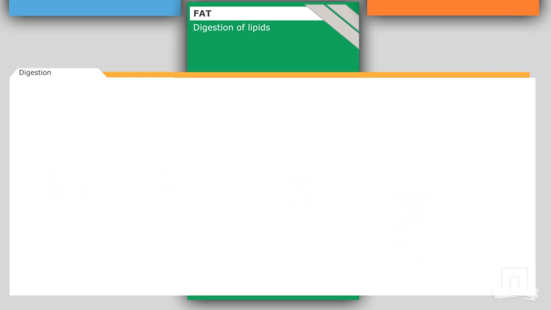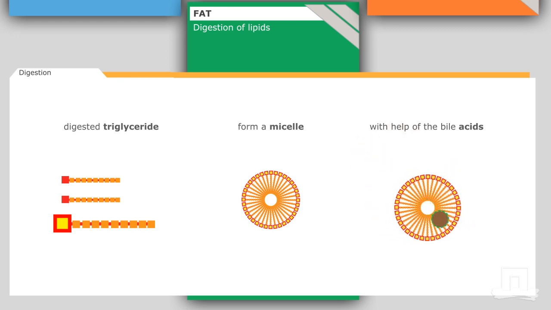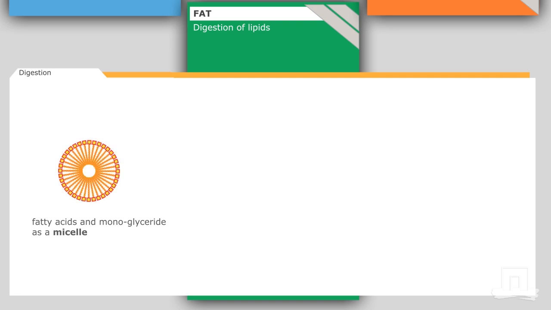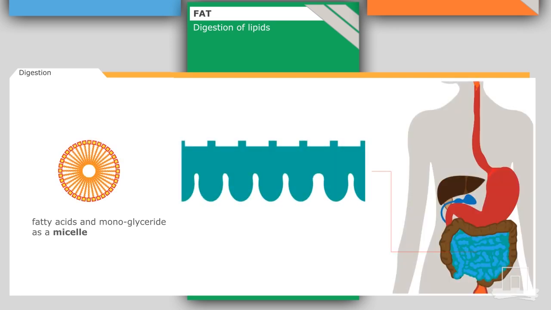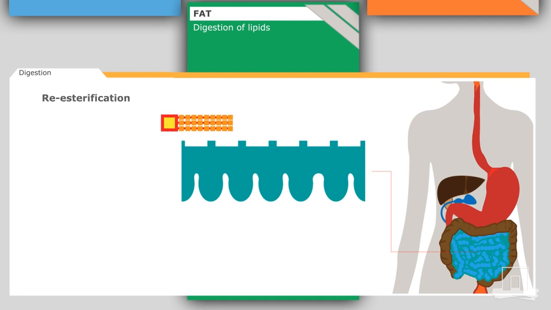Now, the fatty acids and the monoglycerides that are released upon digestion of dietary triglycerides, they form a special structure called micelle. And bile acids are an important part of these micelles, and they facilitate their formation and thereby assist with fat absorption or fatty acid absorption. Now, these fatty acids and the monoglycerides that are part of the micelles, they're taken up by the enterocyte, by the intestinal cell. And within the enterocyte, they are reconverted into triglycerides via a process that we call reesterification.